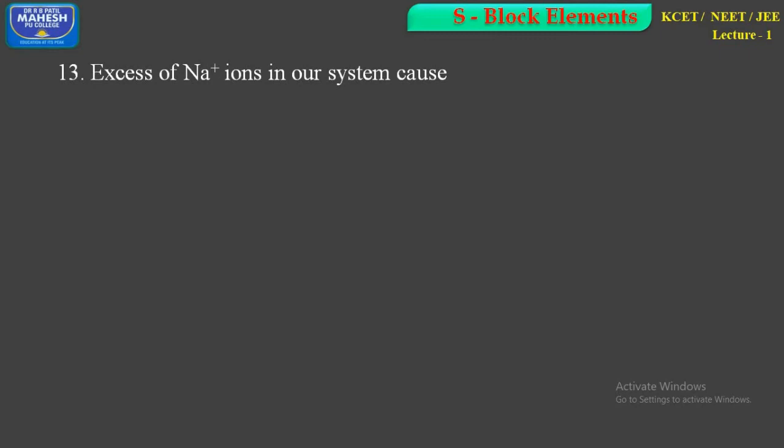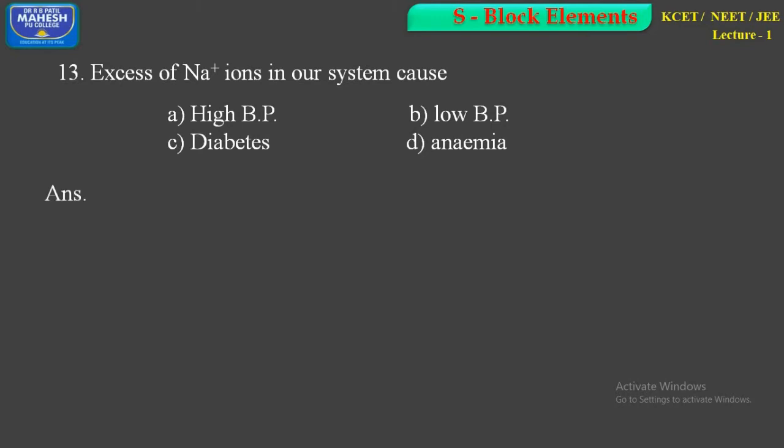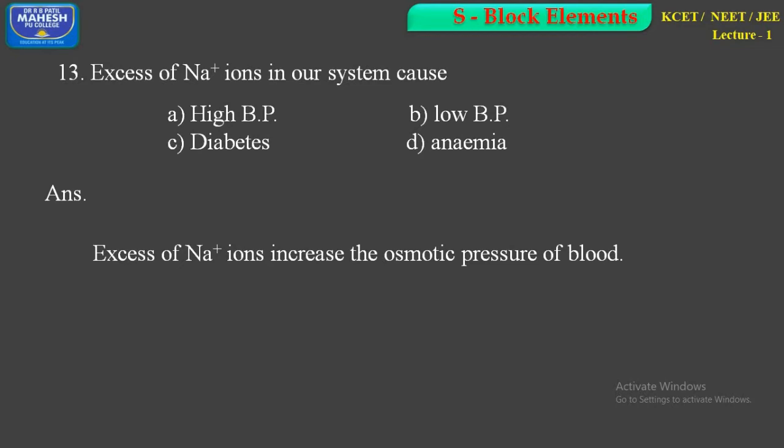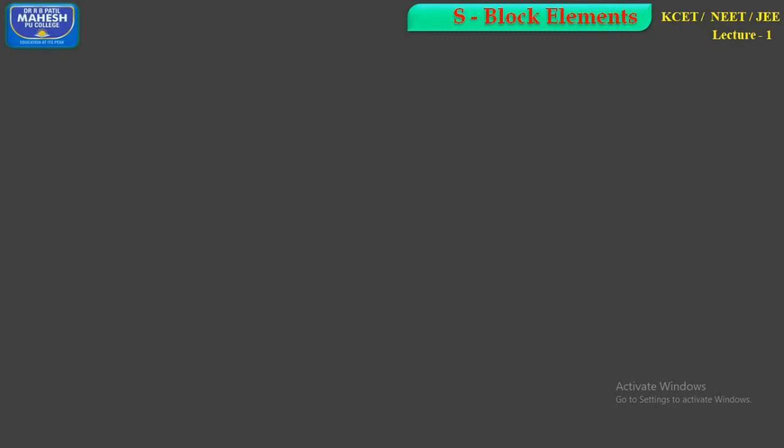Question 13. Excess of sodium cation in our system causes option A, high blood pressure, option B, low blood pressure, option C, diabetes, and option D, anemia. Excess of sodium cation increases the osmotic pressure of our blood, due to which it results in high blood pressure. So option A is the right answer. Moving to the next question.